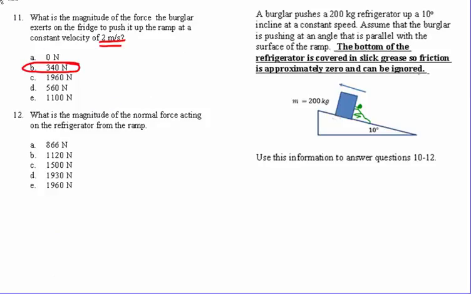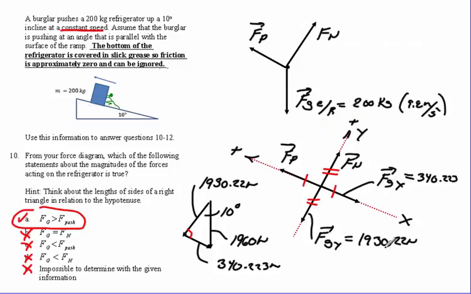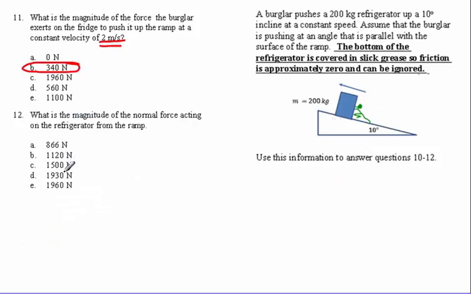What's the magnitude of the normal force? We go back to our free body diagram. This is 1930 coming down. The normal has to be 1930 pushing back up. So this one has to be this value right here. All right, let's keep moving on.